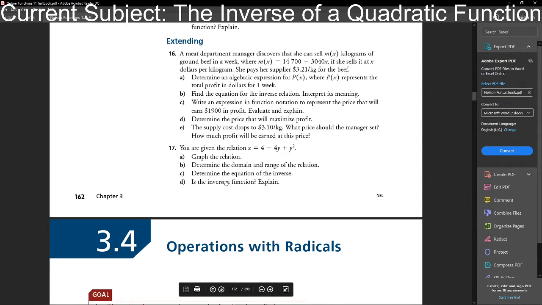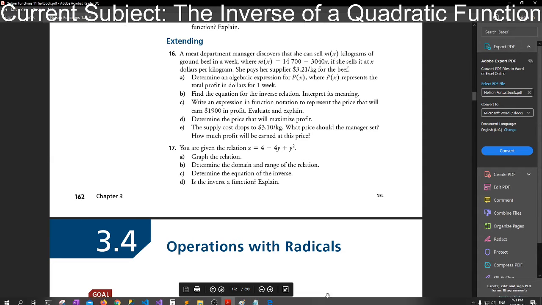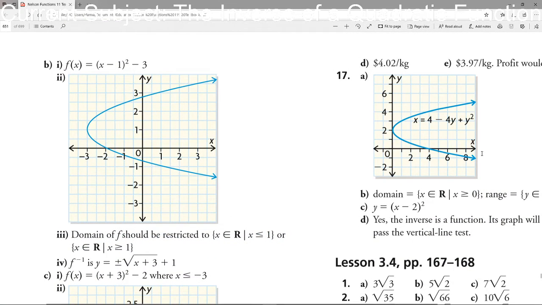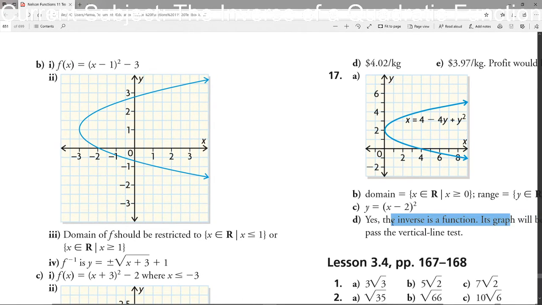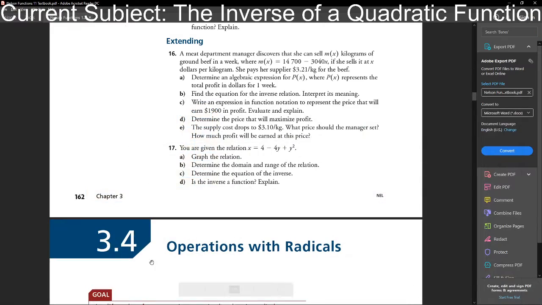Okay. And is the inverse a function? So since this is an inverse just opening to the right, the reflection would be a positive quadratic equation opening up. So yes, the inverse is a function. Graph will pass the vertical line test. Oh, that's cool. Okay, I guess we could try doing C as well.